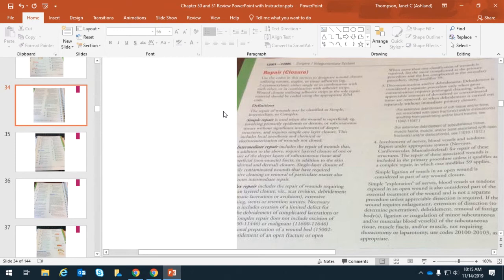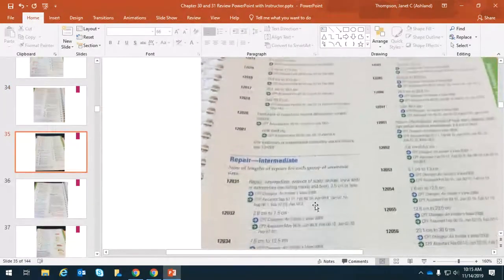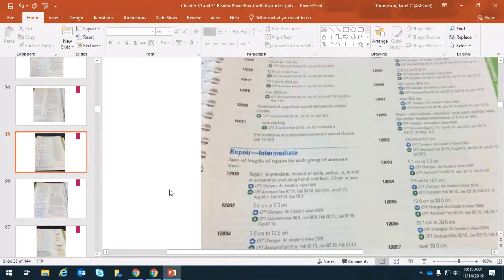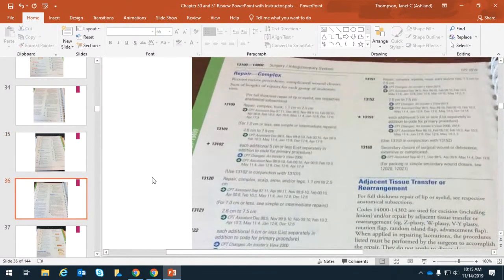And then a complex repair is more than a layered closure. You have scar revision and debridement, like we discussed earlier, that goes along with closing up that wound. So our book tells us specifically what these definitions are. And we start with the simple section. It goes on into intermediate with code 12031. And then lastly, we have complex repairs starting at 13100.